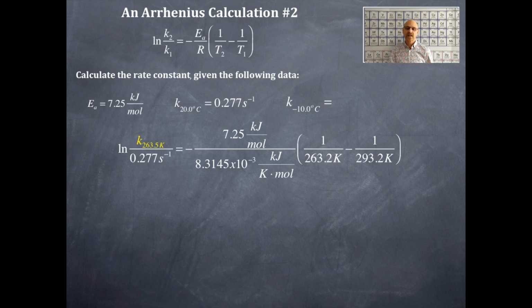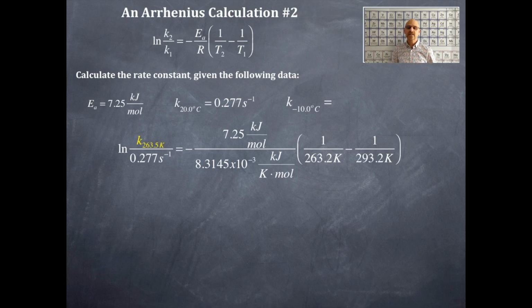That's on the left-hand side, is equal to negative, don't forget about that negative sign in front of that fraction there, and I got the E sub A at 7.25 kilojoules per mole divided by the gas constant, that's 8.3145 times 10 to the negative 3 kilojoules per Kelvin mole. And then the temperature is right here, that's 1 over 263.2 Kelvin minus 1 over 293.2 Kelvin.